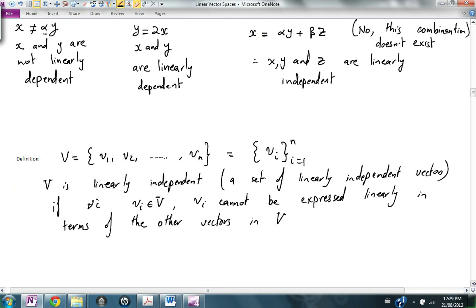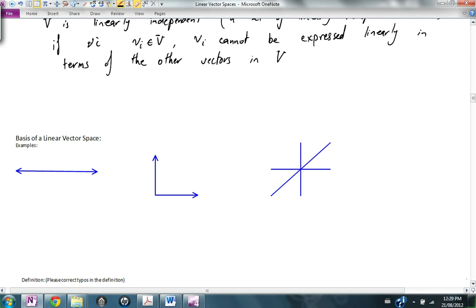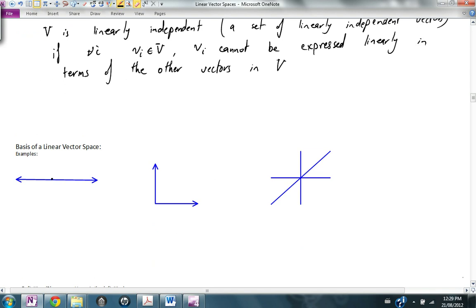So again, the basis of a linear vector space. First, R has one dimension. Why does it have one dimension? Because it has one vector, i, where everything in this vector space can be represented as a linear combination of this i. For every x in R, there exists a number x1 in R such that x is equal to x1 i.